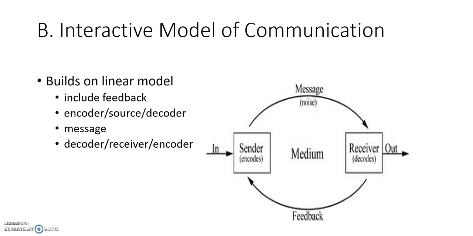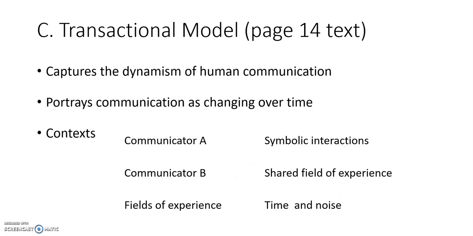You can see that this theory is an improvement on the linear theory because it's actually more realistic. Communication doesn't usually just go one way. Usually there's some sort of a cycle that happens. The next variation, subpoint C, is the transactional model. And the transactional model just builds on the cycle that we just saw.